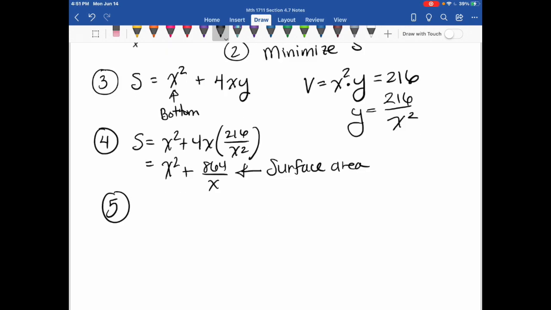So in step 5, we want to consider a domain for this function. We definitely don't want x to be 0 because you want to make sure that there's some kind of length for that bottom of the box so that the box can actually exist. So we want x to be bigger than 0. But on the other hand, x can have any positive value, but the bigger x is, the smaller y is going to be. So as x gets bigger, y gets smaller because it's got to come up with that balance where the volume is 216.